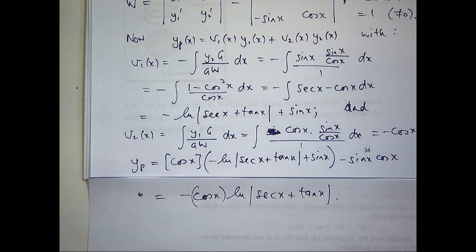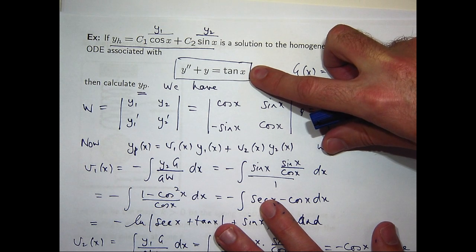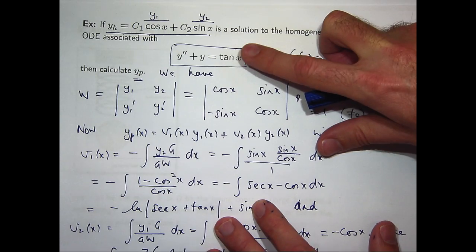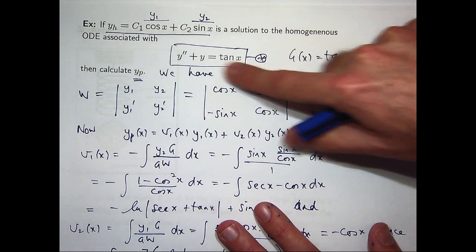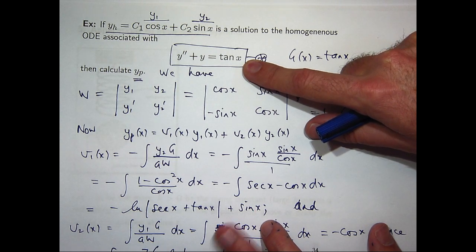But if it's a bit exotic, like tan x, ooh la la, you've got no choice. You have to use this method, because the method of undetermined coefficients won't cut it with this right-hand side. But it's up to you.